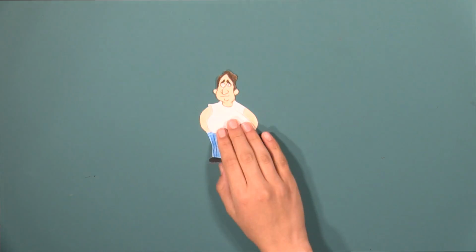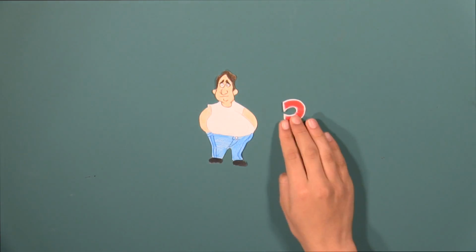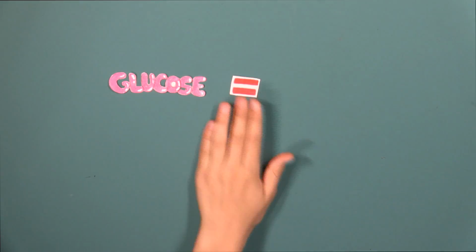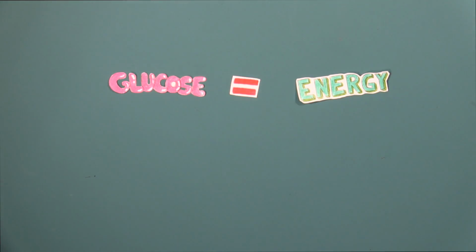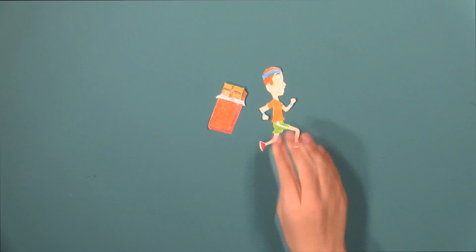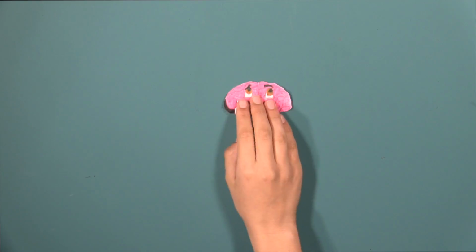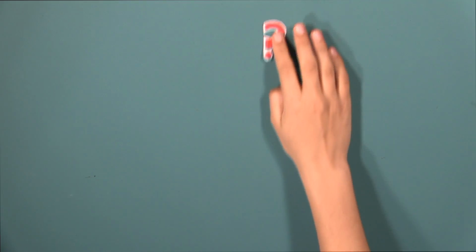What does this have to do with getting fat? Your body can decide to transform that glucose into energy or not. It depends if your body needs it. For example, if you eat a chocolate bar and you're going to run a marathon, your body is going to say, oh, we need energy, so let's turn this glucose into energy. But if you eat a chocolate bar and you're going to sleep all day, your body is going to say, well, we don't need energy for this, so let's save it in case we need it someday.